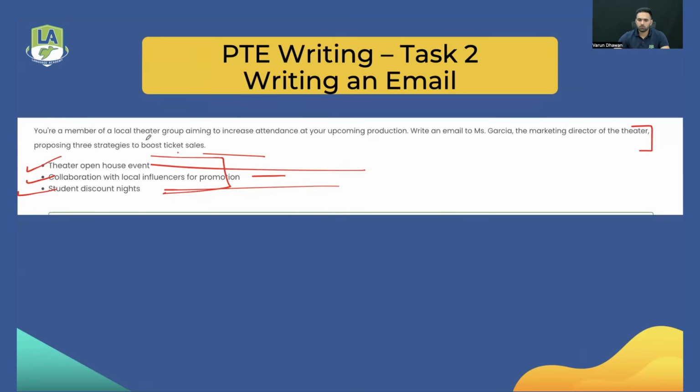You are a member of a local theatre group aiming to increase attendance at an upcoming production. You need to write an email to the marketing director of the theatre proposing 3 strategies to boost the ticket sales. First strategy is theatre open house event. Second is collaboration with influencers. And third is student discount nights. So you have to write an email to the marketing director on ways how you can improve or increase the sales. And you have to cover these 3 topics.